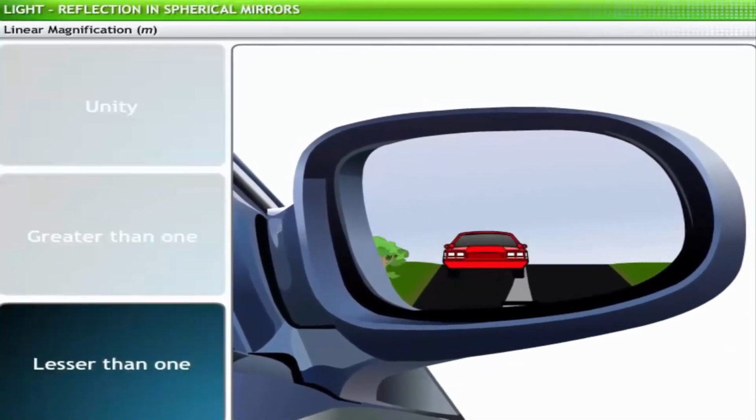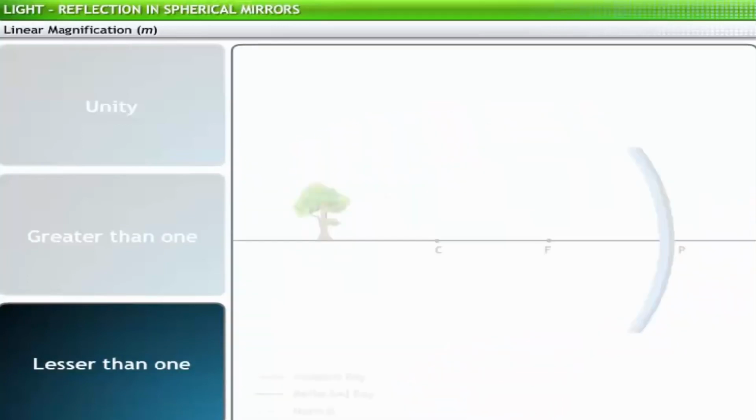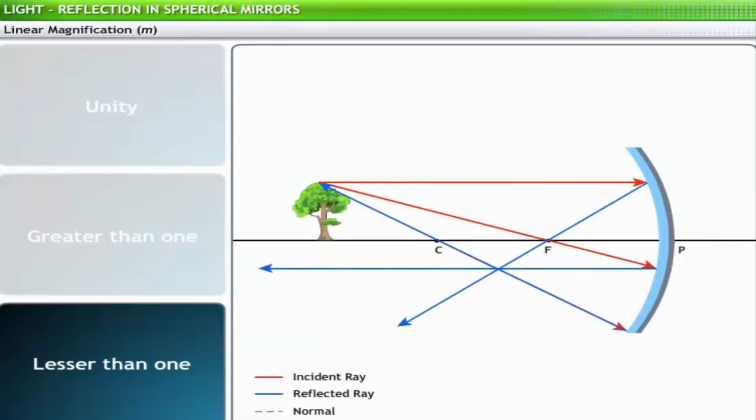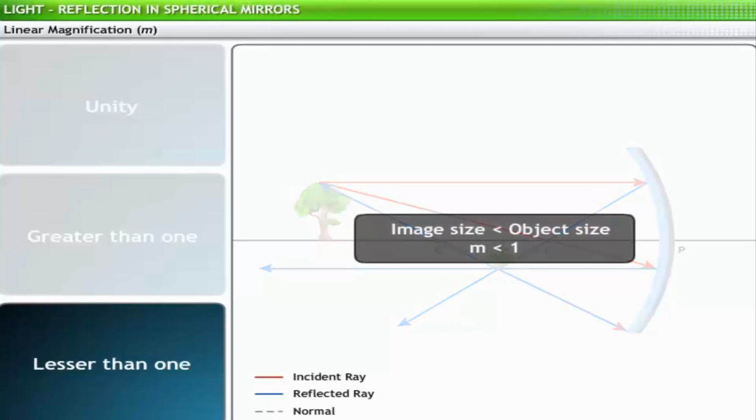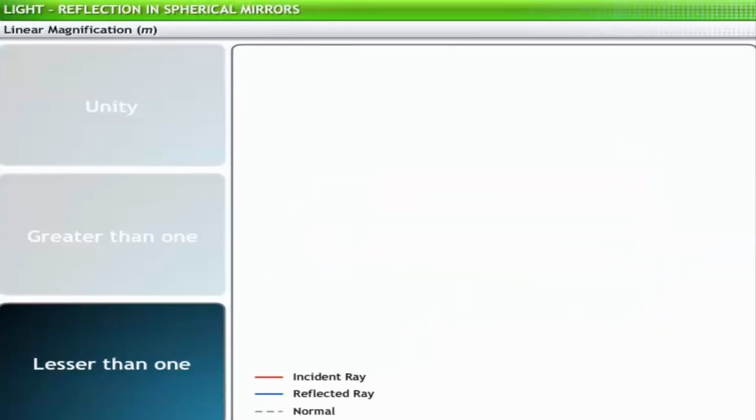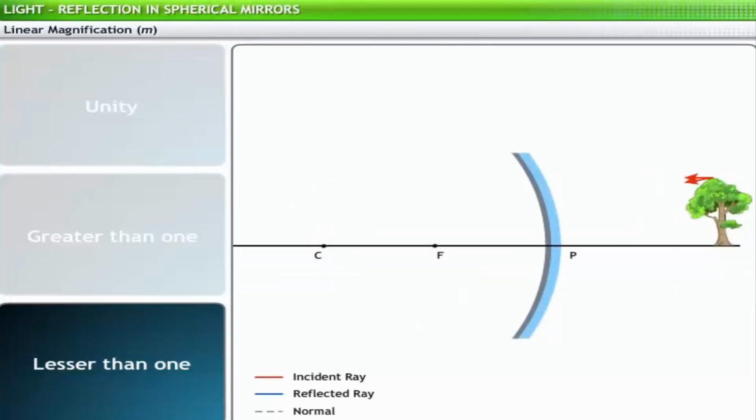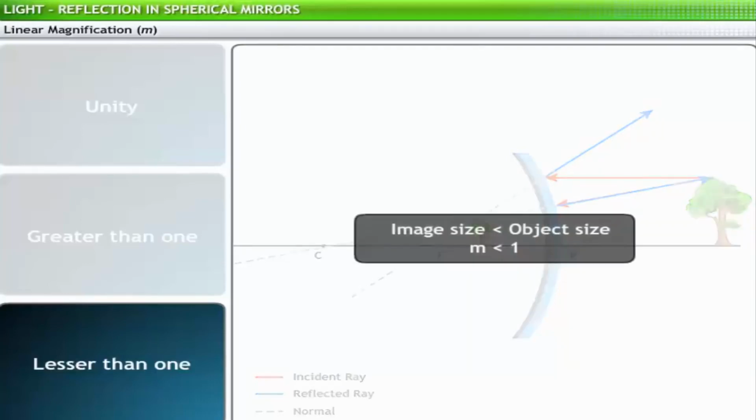Magnification is lesser than 1 when the size of the image is lesser than the size of the object. When an object is placed beyond C of a concave mirror, the image formed lies between C and F of the mirror. It is inverted, real, and the size of the image is lesser than that of the object. Thus we say that the image is diminished and its magnification is lesser than 1. In the case of a convex mirror, irrespective of the position of the object, the image formed is virtual, erect, and its size is smaller than that of the object. Hence, in a convex mirror, the image formed is always diminished and its magnification is lesser than 1.